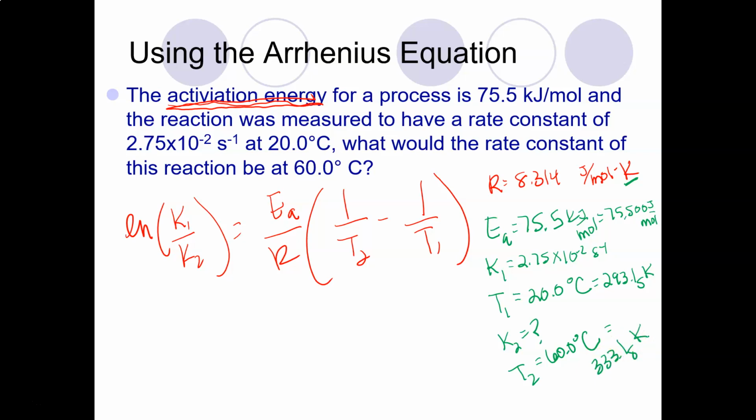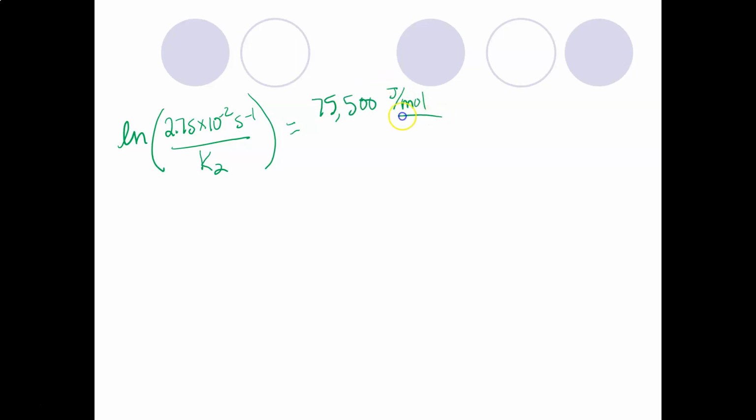And now my numbers are ready to go. Since I'm out of space here, I'm going to go to the next slide and take this equation and these variables and start putting them into the equation. So natural log K1, which we said was 2.75 times 10 to the negative 2 inverse seconds, over K2, which we don't know, so I'm just going to write the symbol K2, is equal to EA, which we said was 75,500 joules per mole, divided by R, which is 8.314 joules per mole Kelvin.